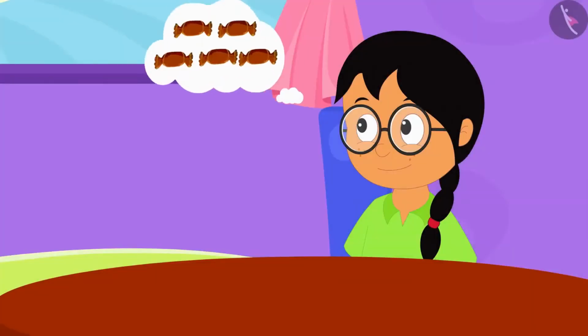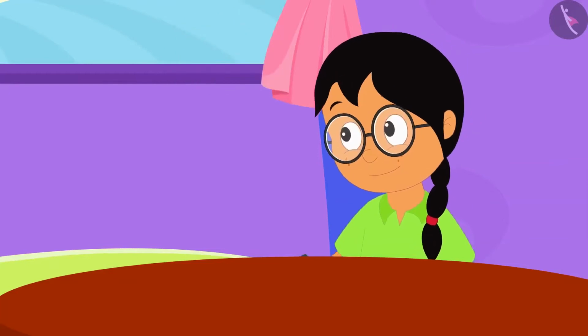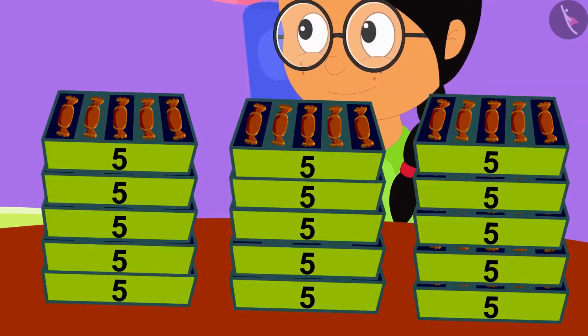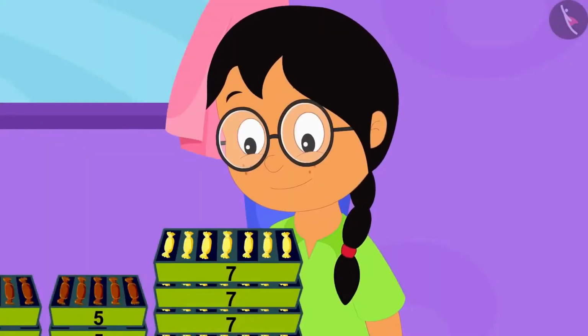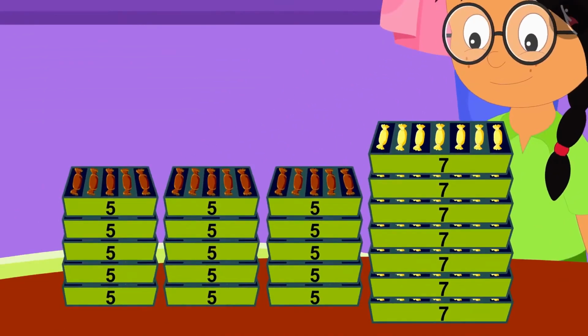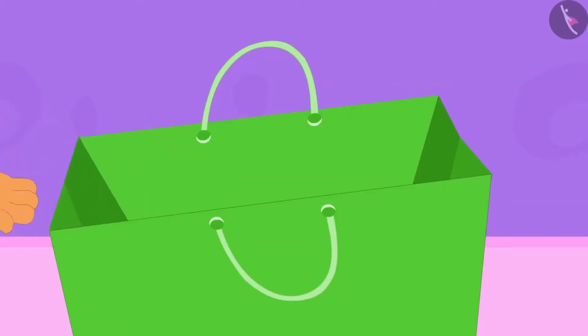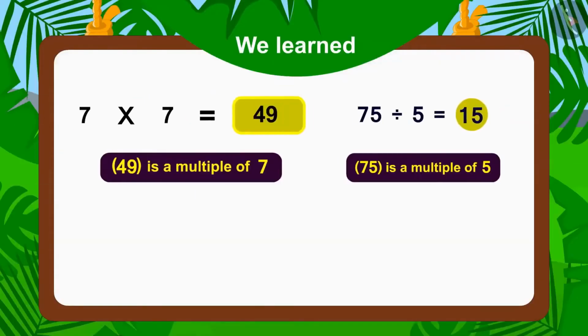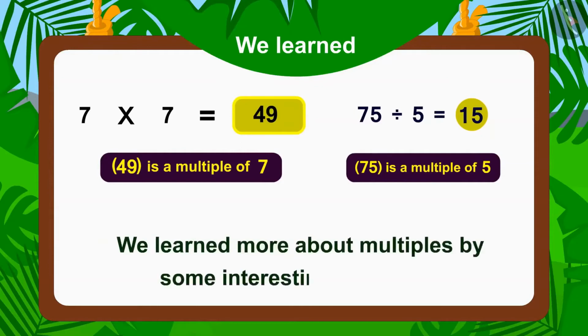With the help of your answer, Meenu made 15 groups of chocolate candies and filled 15 boxes. Meenu finally filled all the candies in the boxes. Now, she is taking these boxes in a big bag to share them among her friends. Children, in this video, we learned more about multiples by some interesting examples. In the next video, we will look at some interesting concepts related to this.